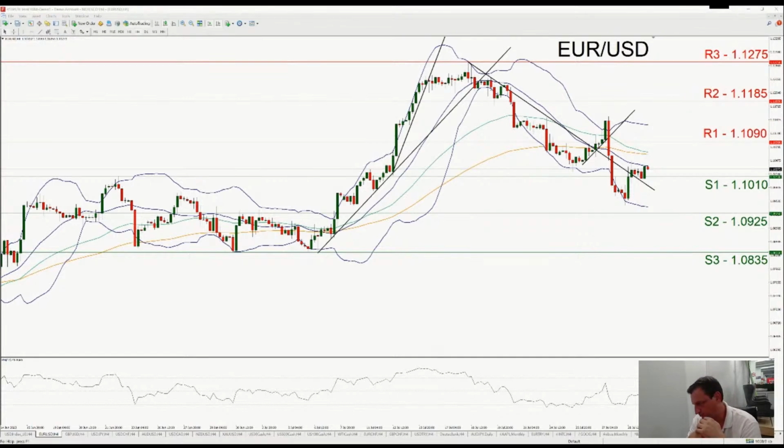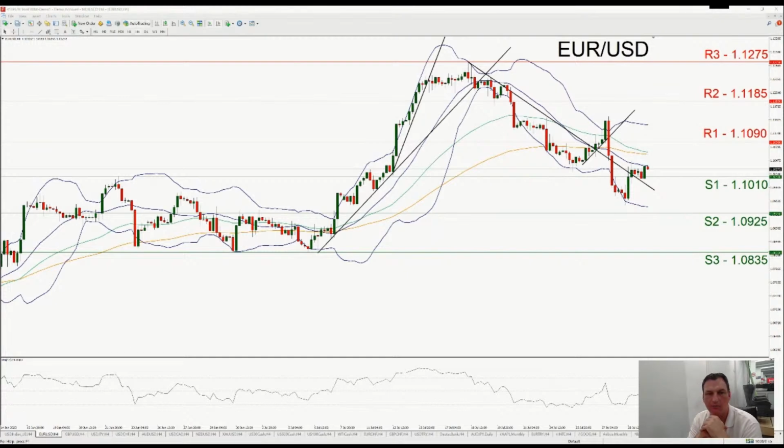Nevertheless, should the bulls take over for Euro USD, I wouldn't be surprised to see the price action rising, breaking the R1, 1.1090, and start aiming for the 1.1185. On the other hand, a possible bearish outlook may force the price action lower, breaking the S1 1.1010 and start aiming for the 1.0925.